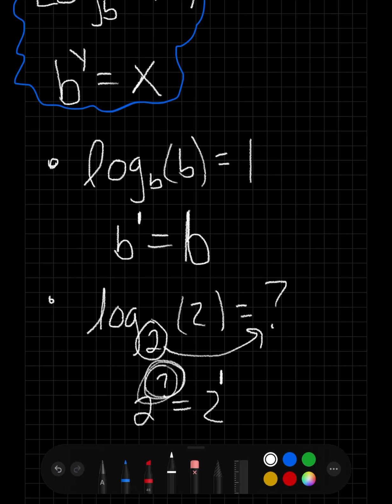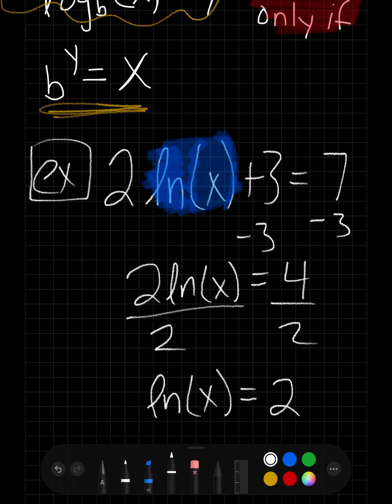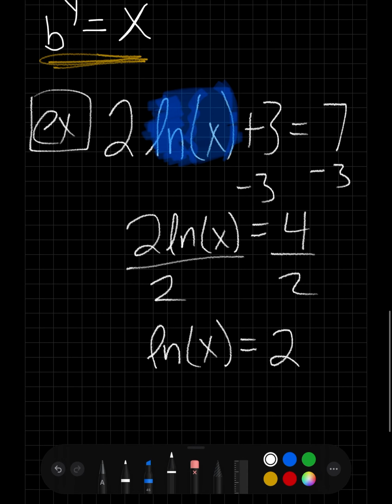The first thing we want to do is isolate this logarithm. We want to treat this logarithm as if it were the variable. I'm going to get it completely by itself. So I'm going to start off by subtracting 3 from each side. Then I have 2 times the natural log of x is equal to 4. Now divide each side by 2. And now I have the natural log of x is equal to 2.